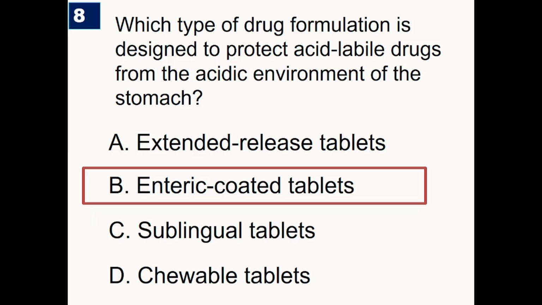The purpose of an enteric coated tablet is to prevent acid hydrolysis. When certain drugs are exposed to acid, they can be degraded or broken down. That process is known as hydrolysis. However, enteric coating helps to prevent those chemical reactions that happen due to the acid present in the stomach. So the correct answer is enteric coated tablets, designed to protect acid-labile drugs from the acidic environment of the stomach.